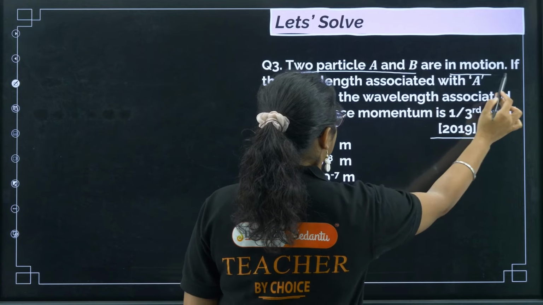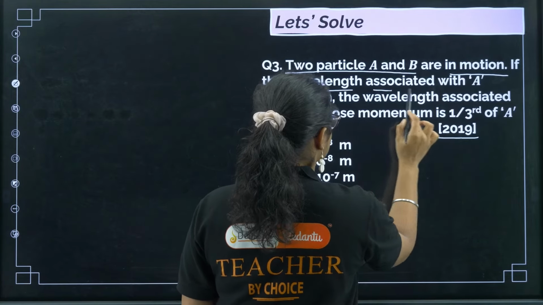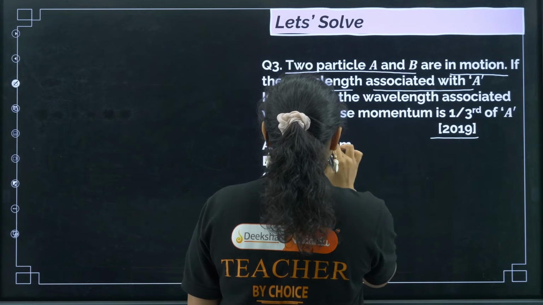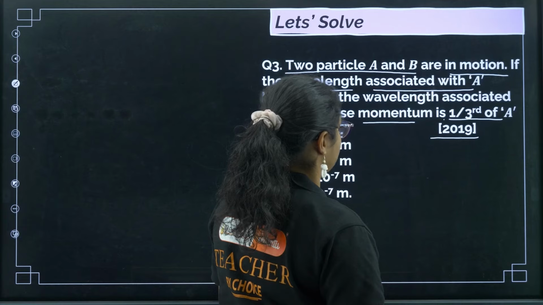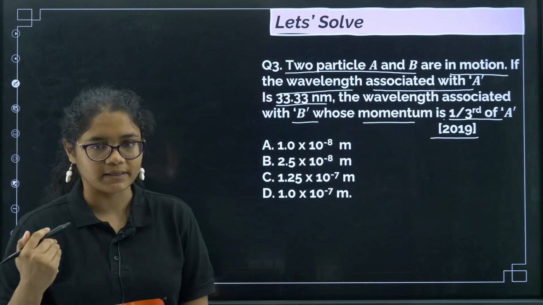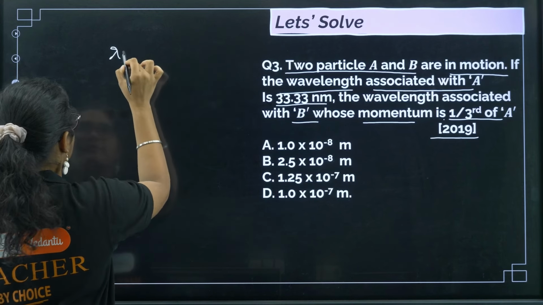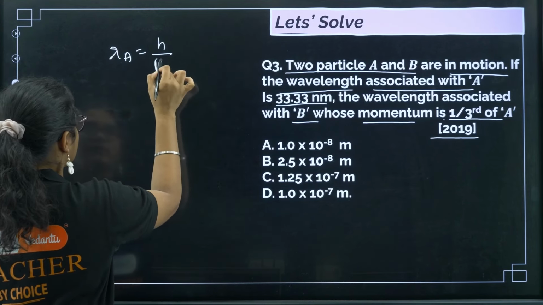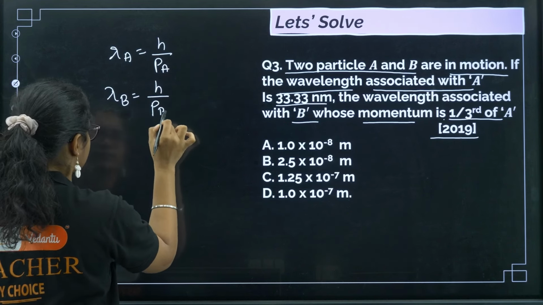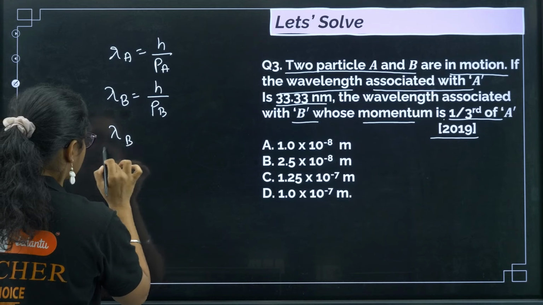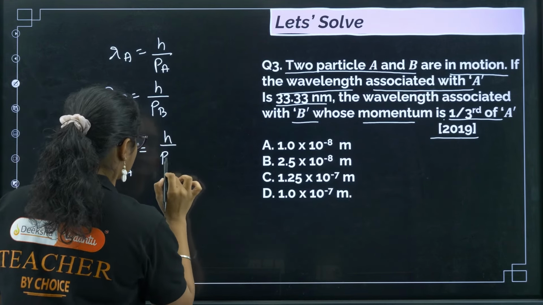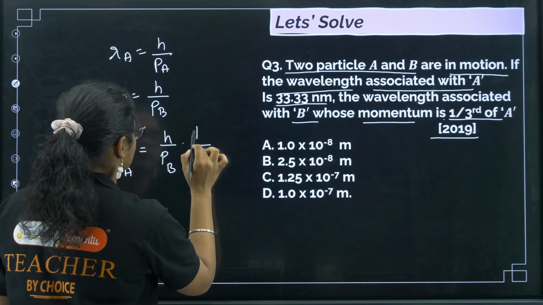Two particles A and B are in motion. If the wavelength associated with A is 33.33 nanometer, the wavelength associated with B, whose momentum is 1/3 of A, is. Okay, so let us see here. We need to calculate the wavelength associated with B. So I can write that lambda A is equal to h by momentum of A, and lambda B is equal to h by momentum of B. So now let me take a ratio of lambda B by lambda A.